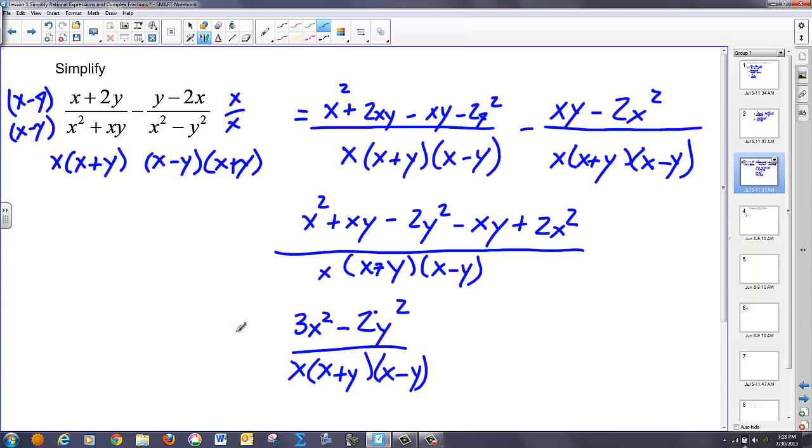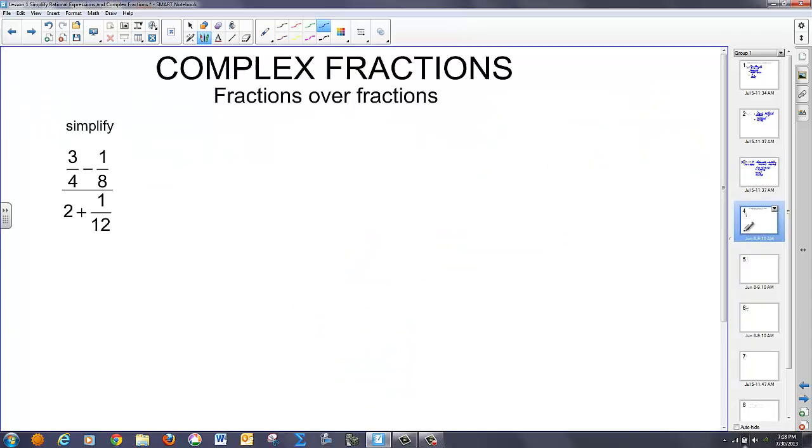Now, if this numerator continued to factor, I'd want to factor that and try to reduce in the end, but in this case it doesn't, so I'm done. Alright, so that was simplifying rational expressions. Now we're going to take a look at complex fractions, which are basically fractions over fractions. We've got a couple of ways that we can take and solve these.